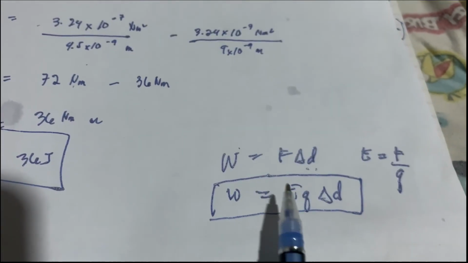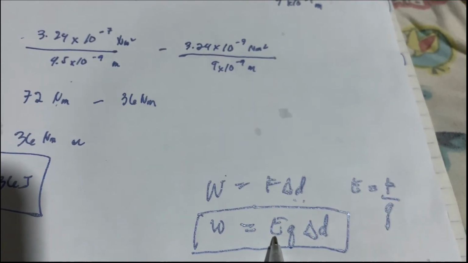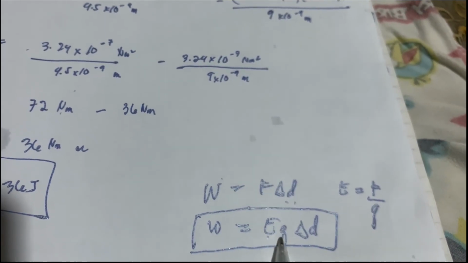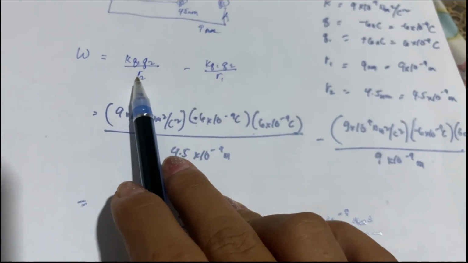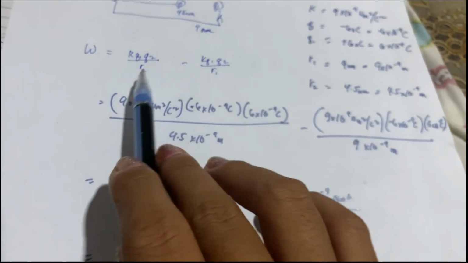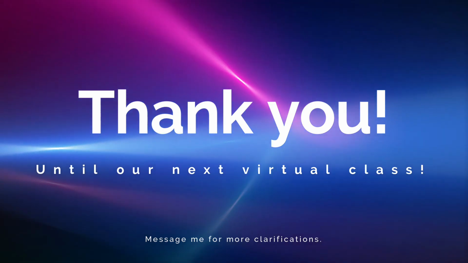So, again, you will use this depending on the given. When you see that the given is the electric field, then we can use this formula: electric field, charge, and distance. But if given the charge and the R or the distance, then this is the formula we will use.